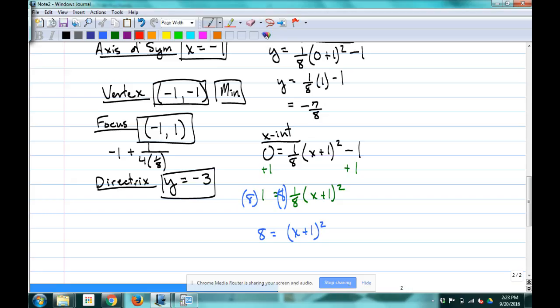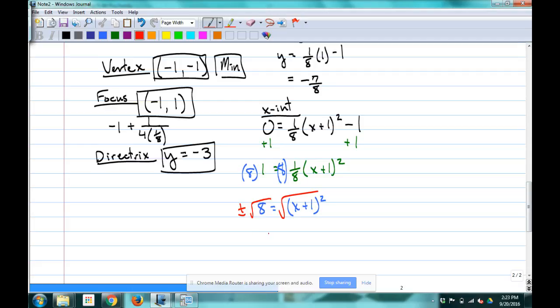Now I can do what? Take the square roots, plus or minus on the side with the 8. So x plus 1 is equal to plus or minus the square root of 8. But the square root of 8 simplifies to be 2 radical 2, right? So we get x-intercepts of x equals -1 plus 2 radical 2, and x equals -1 minus 2 radical 2.